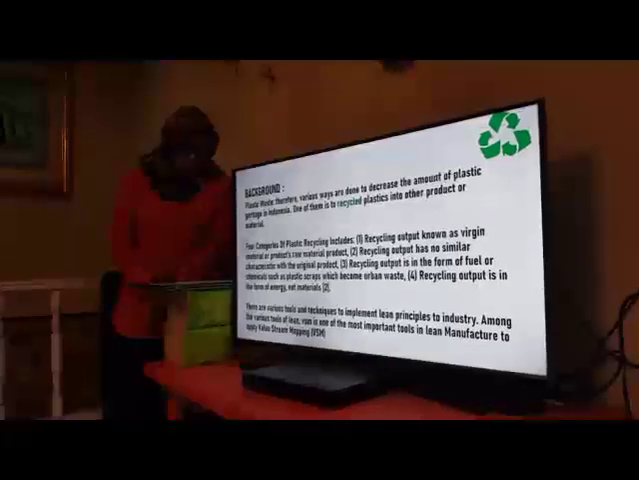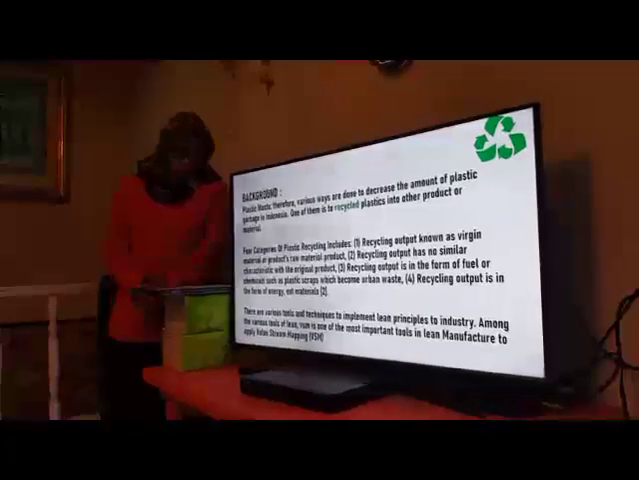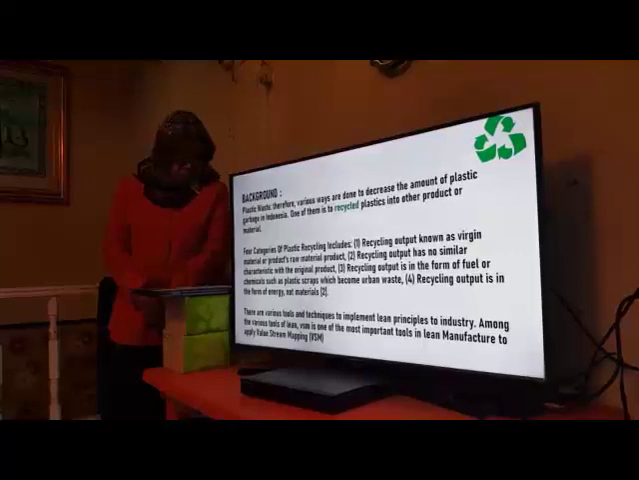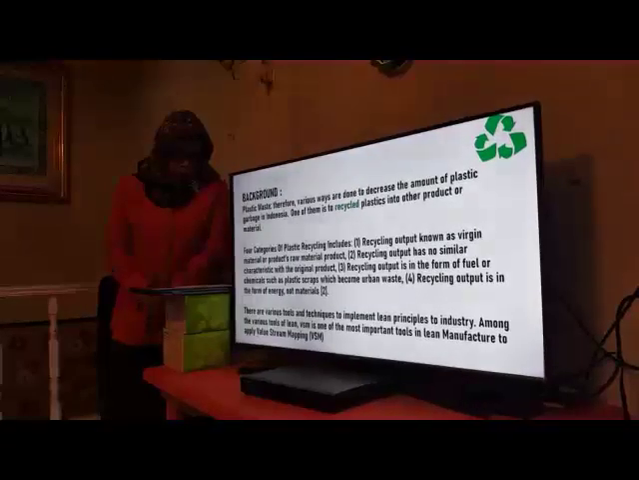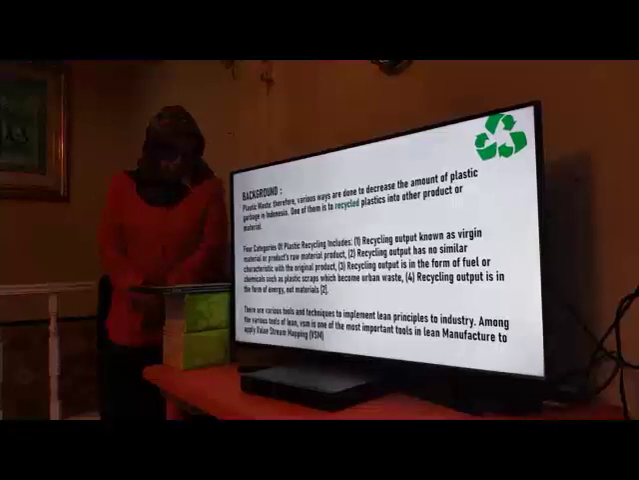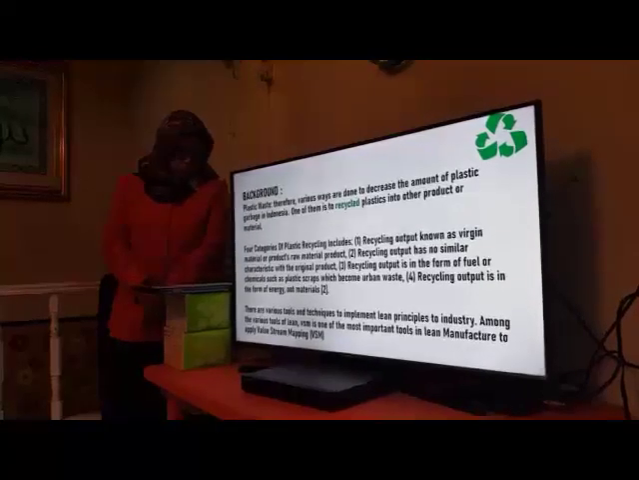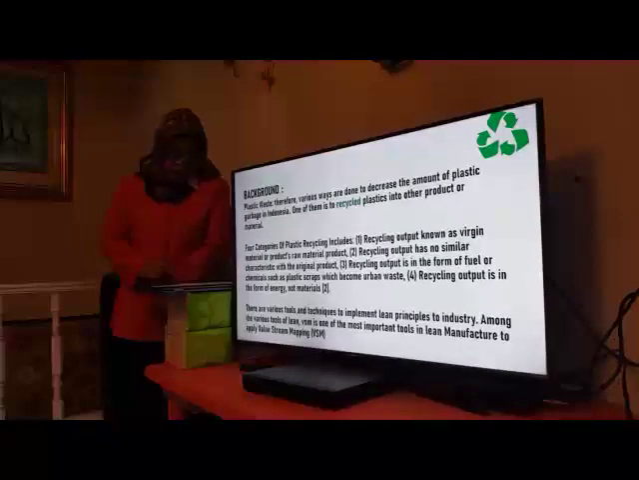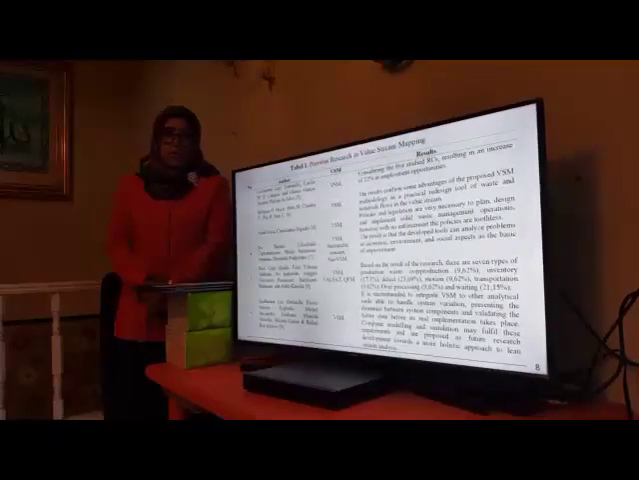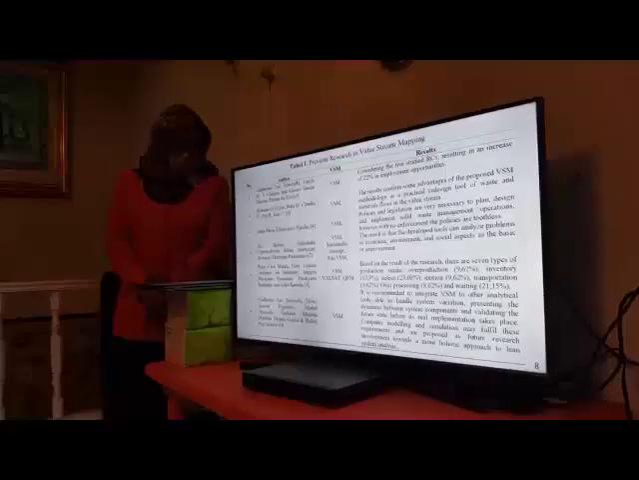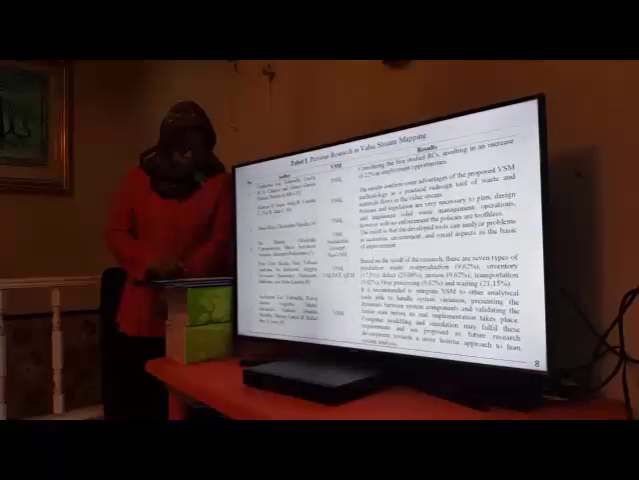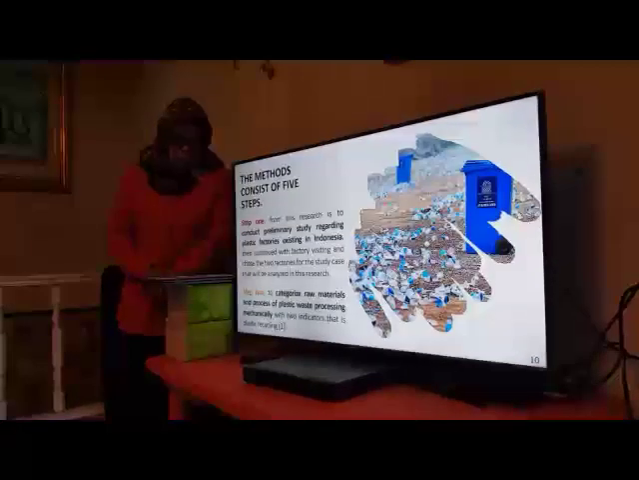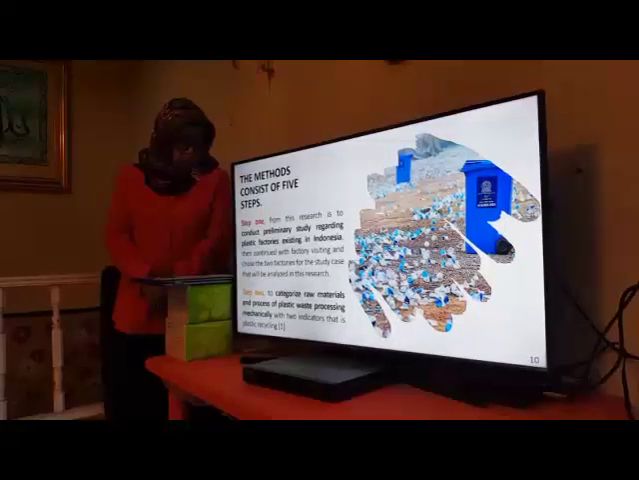There are various tools and techniques to implement Lean principles in industry. Among the various Lean tools, we chose value stream mapping, an important tool in Lean manufacturing, for use in industry. There is some previous research on value stream mapping that we can see in this list. For the methodology, we have five steps.